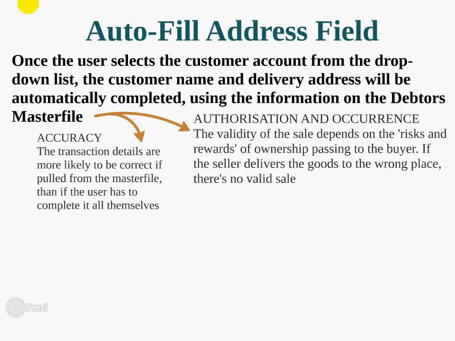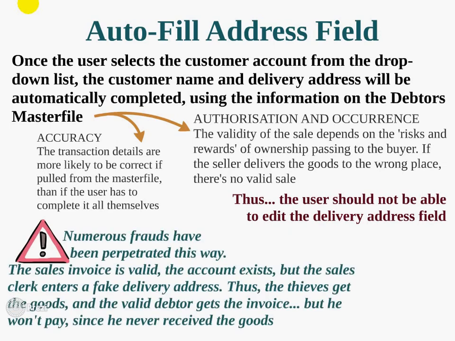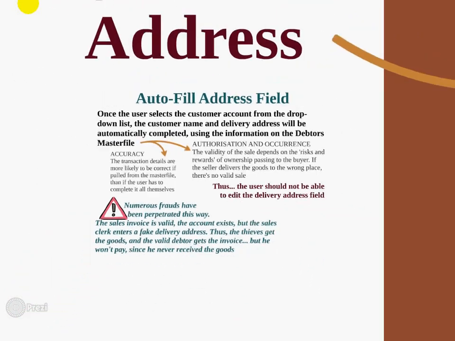Authorization and occurrence is achieved because the validity of the sale depends on the risks and rewards of ownership passing to the buyer. If the seller delivers goods to the wrong place, then there's no valid sale. Thus, the user should not be able to edit the delivery address. Numerous frauds have been perpetrated this way. The sales invoice is valid, so they can't get around all our other master file controls and the other application controls, so we create a valid sale to a valid person, but the sales clerk enters a fake delivery address. Thus, the thieves get the goods, and the valid debtor gets the invoice, but obviously he's not going to pay because he never received the goods.